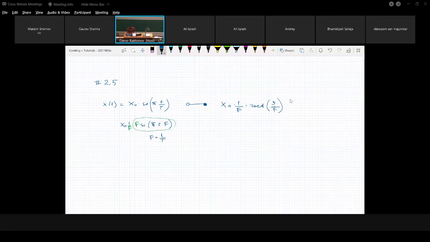And as a result, we get that our signal in frequency domain can be written as x0 times capital T times rectangular shape function of f times capital T. So this is our Fourier transform. Okay, fine. And before we go to the next part, maybe we plot this signal, this spectrum.